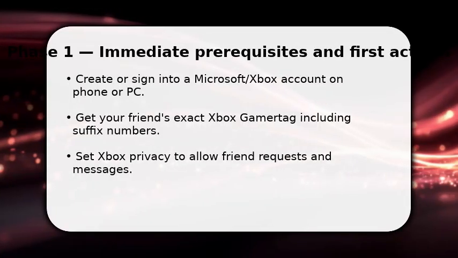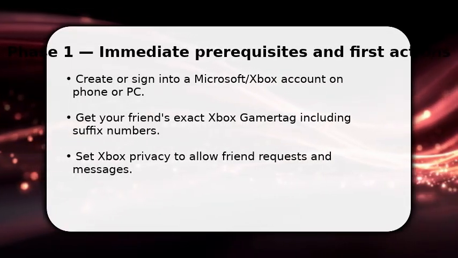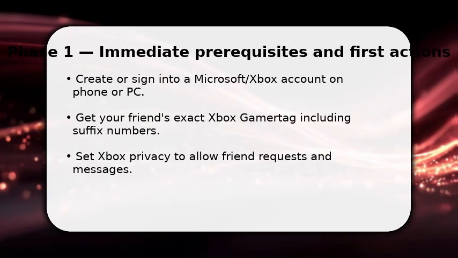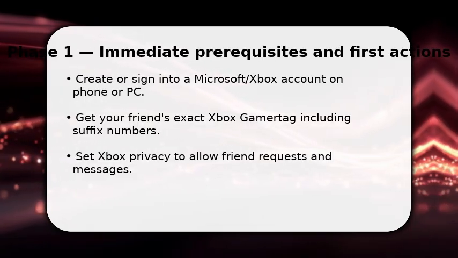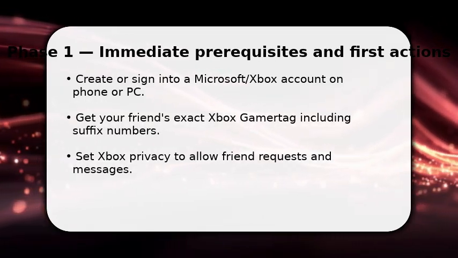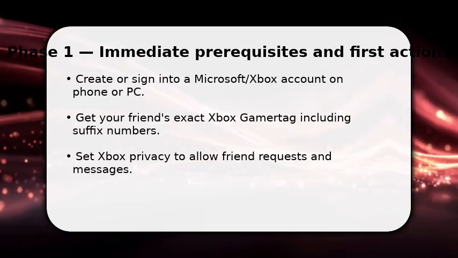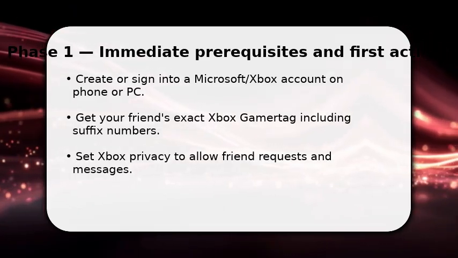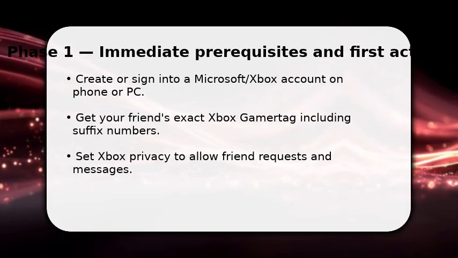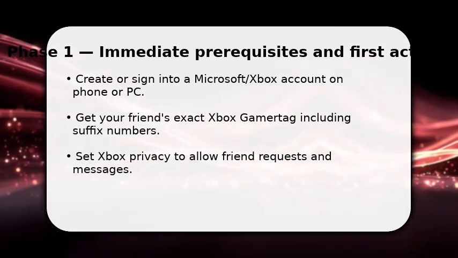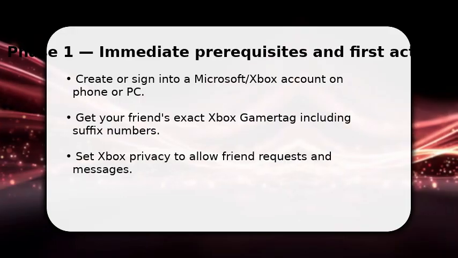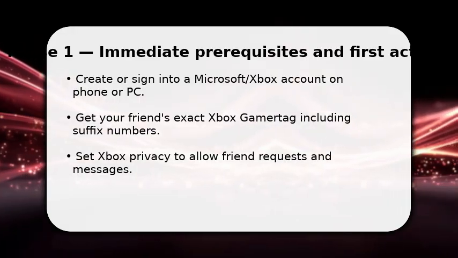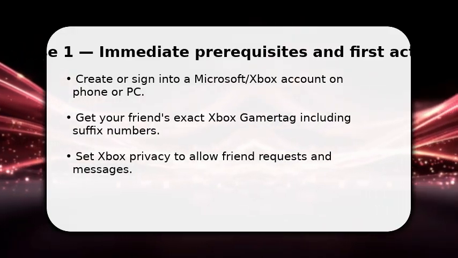You need accounts and the exact target gamer tag. Start now. Sign into your Microsoft/Xbox account on the Xbox app or Xbox.com because PlayStation can't natively add Xbox friends. Once signed in, confirm your privacy settings, allow friend requests and communications, and ask your friend to read back their full gamer tag with any numbers or the hash suffix.